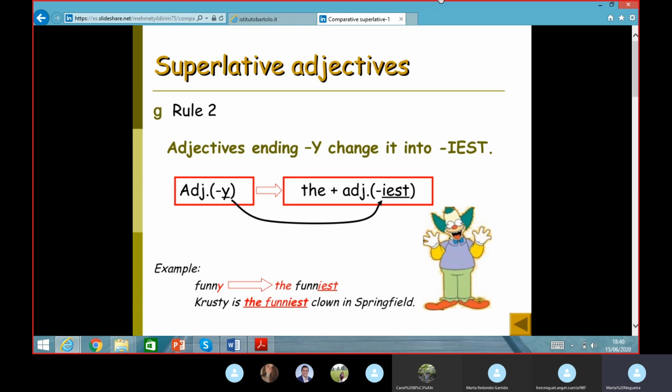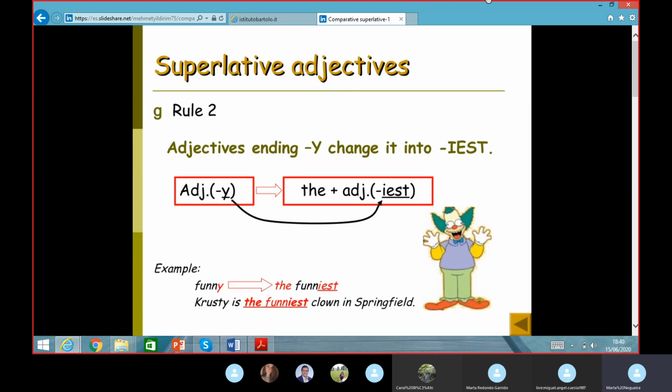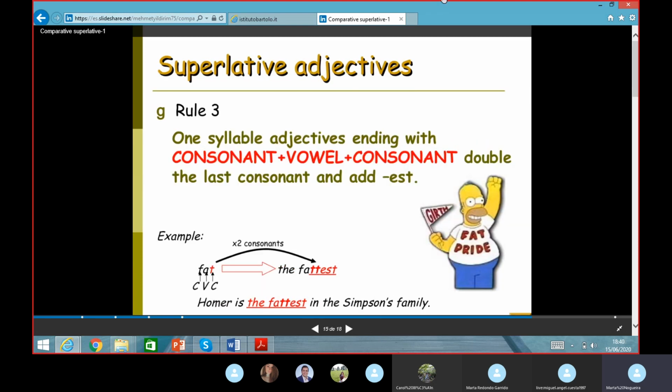This case is the same. Maybe we have Y and we don't change it. It depends. It depends. But this is like a rule. It's going to pass. Well, I'm going quickly because I take for granted that you know all of that.